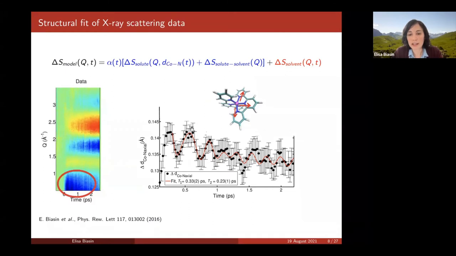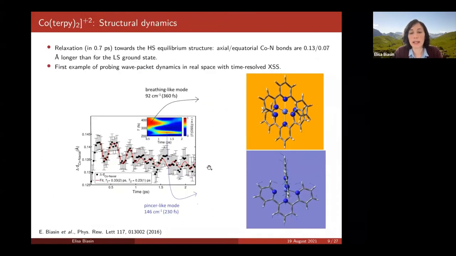You can also see that there is an oscillation on top of this general expansion, and we can probe wave packet dynamics with scattering. In this case, by comparing the frequency of these oscillations with the DFT-calculated vibrational modes of the molecule in the high spin state, we could assign this vibration to a breathing-like mode, which initiates immediately after photoexcitation, and a pincer-like mode of the molecule, which is subsequently activated.